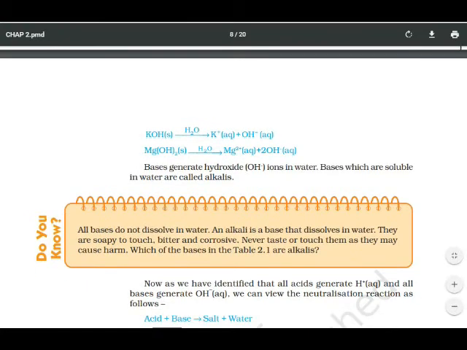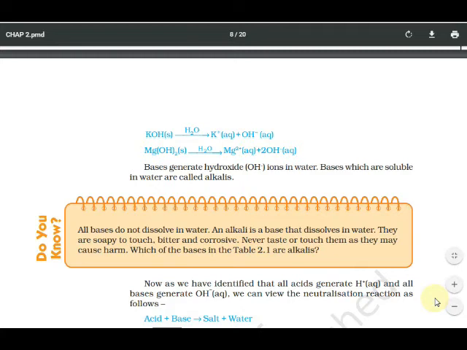All bases do not dissolve in water. Do all the bases dissolve in water? No. Only some bases are soluble in water, and those bases are known as alkalis. An alkali is a base that dissolves in water. They are soapy to touch. Understood?